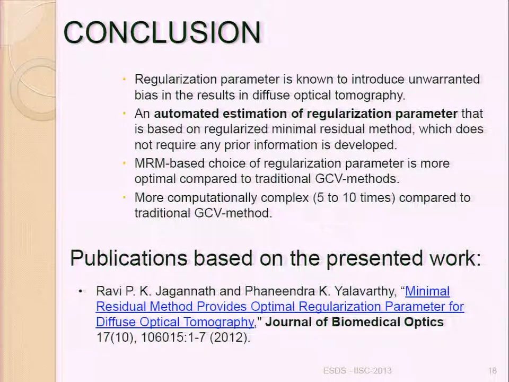And it outperforms the existing, popular GCV method. But the main problem with this method is that it is computationally expensive, because with every choice of lambda we have to solve the forward problem. If we minimize the bound in which the regularization is searched, we can address that problem also. This result was published in the Journal of Biomedical Optics. If you want further details, it is there.